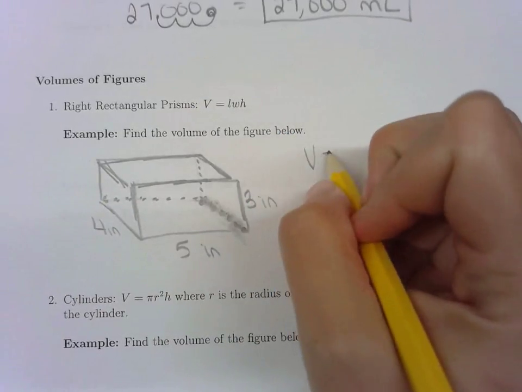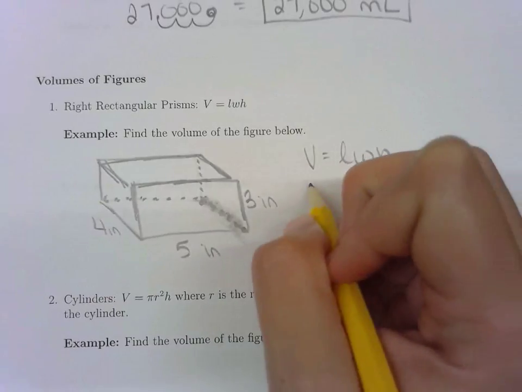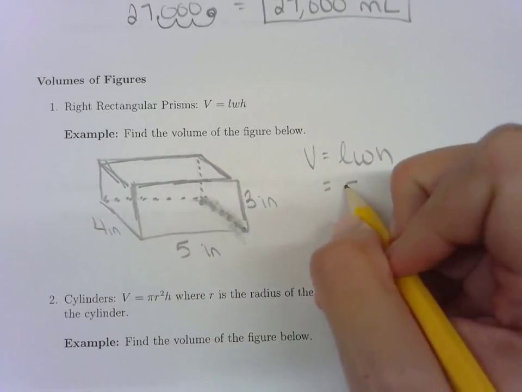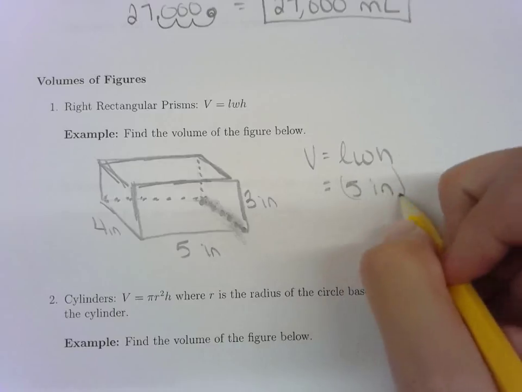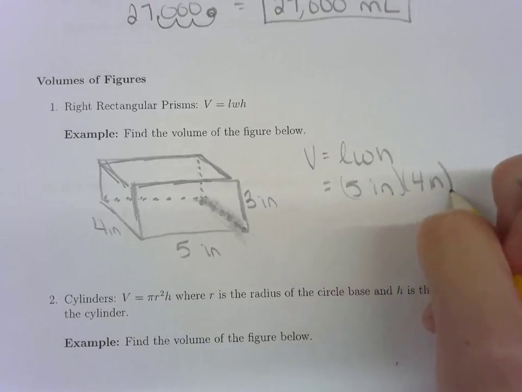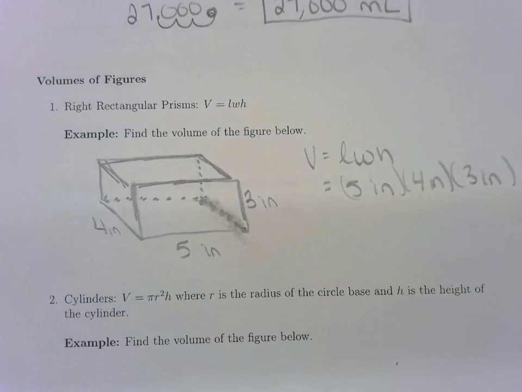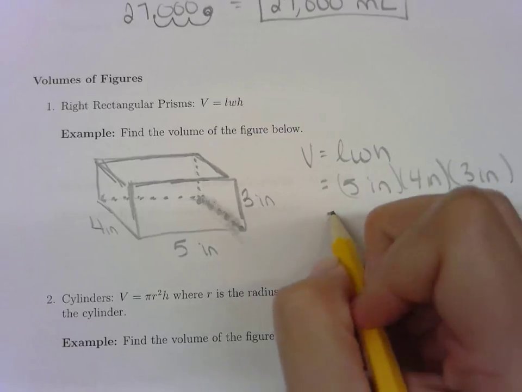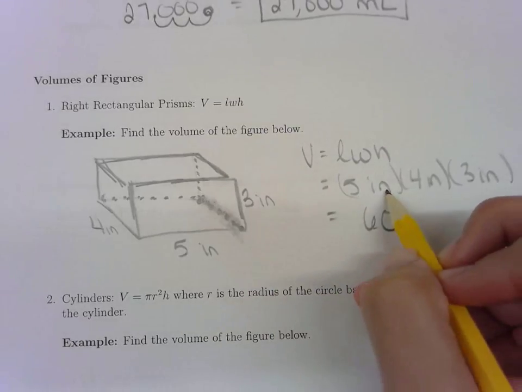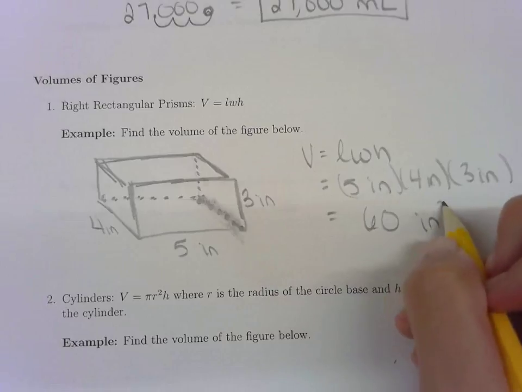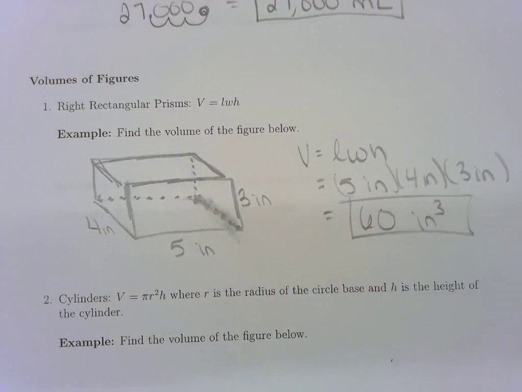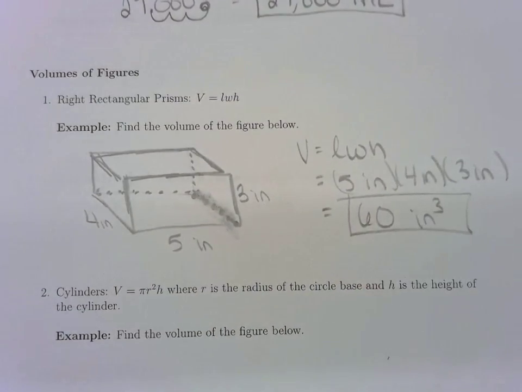Okay, so the volume is length times width times height. The length would be 5 inches. The width would be 4 inches. And the height is 3 inches. Okay, so we have 5 times 4, which is 20, times 3, which is 60. Notice that we have inch times inch times inch, which is inches cubed. Okay, again, that's a unit of volume. Okay, so that works.